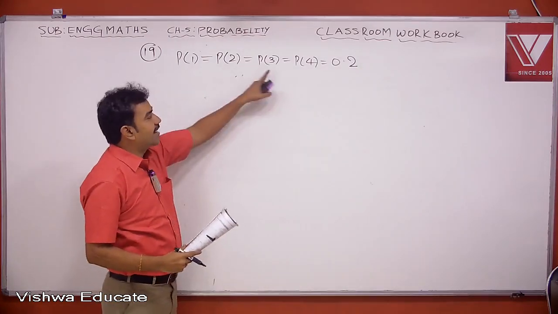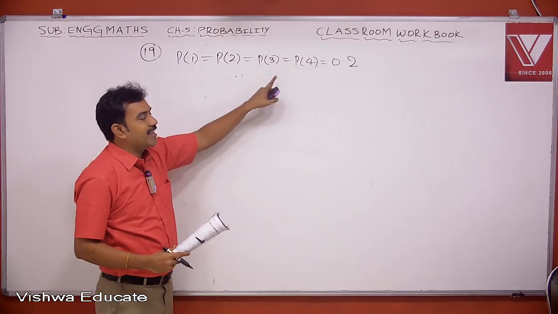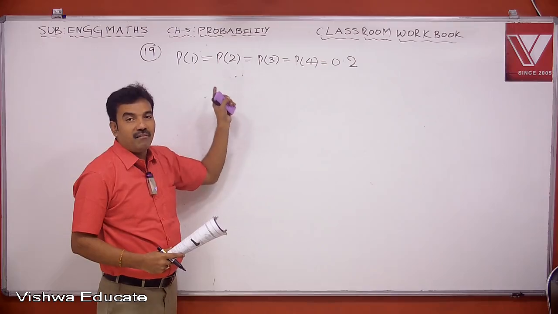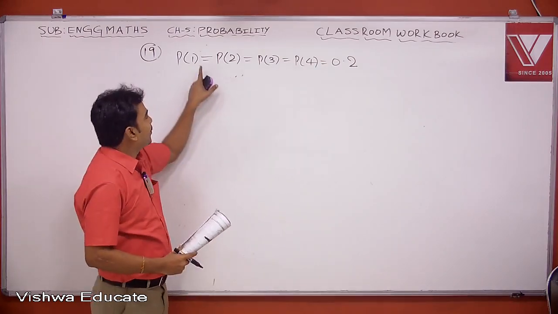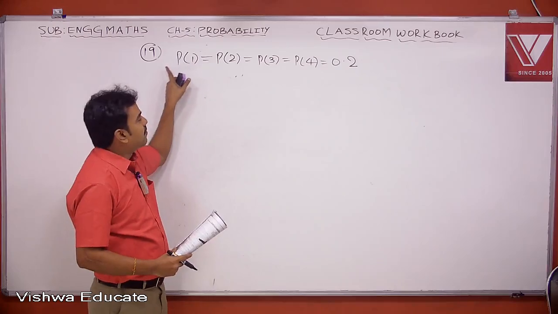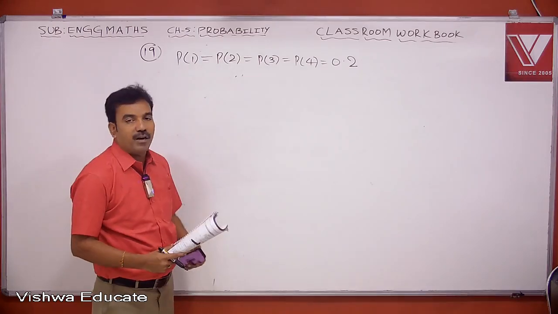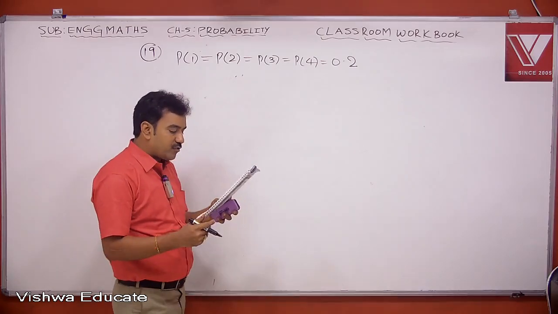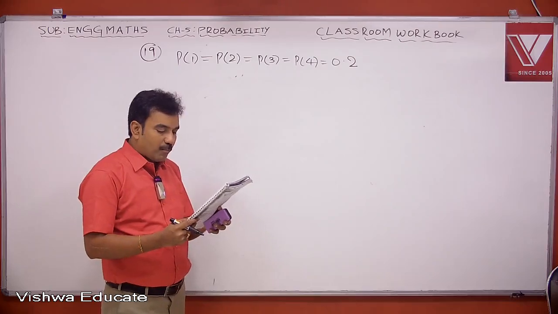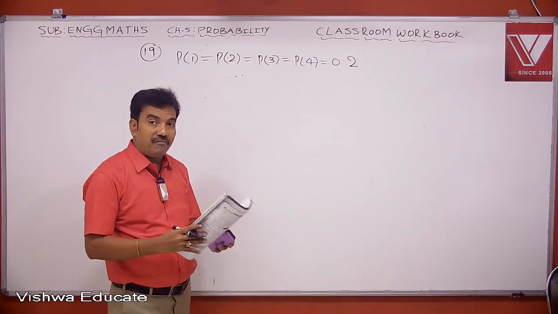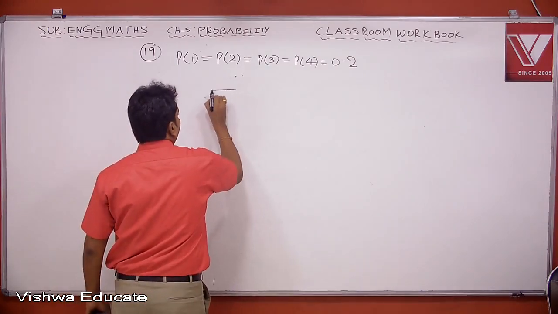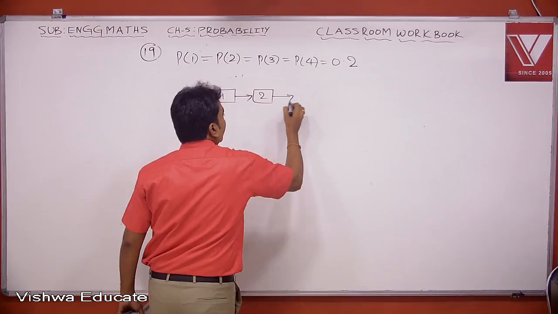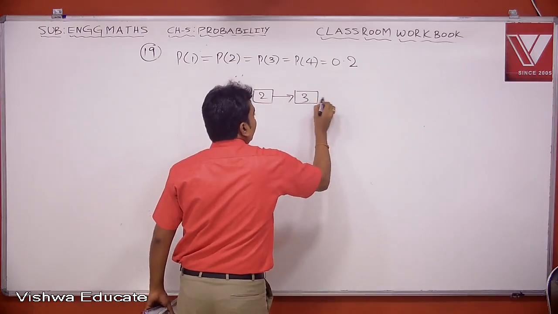Don't think that they are sample points. If you feel that they are sample points, when you add them, you won't get 1. They are not sample points. The probability of failure of each gate is 0.2. There are exactly 4 gates: 1, 2, 3, 4. Given that gate 1 has failed, what is the probability that both gates 2 and 3 will fail? See, gates are in sequential manner. This is gate 1, this is gate 2, this is gate 3 and gate 4.